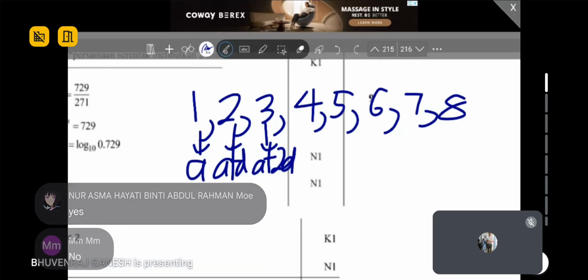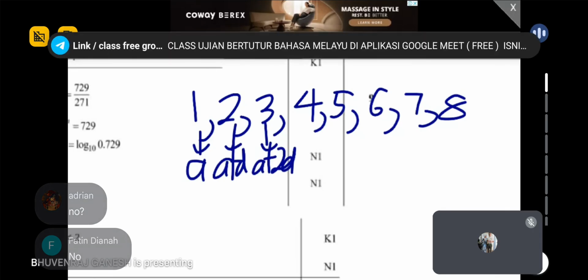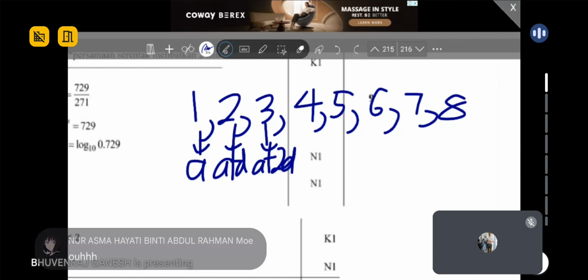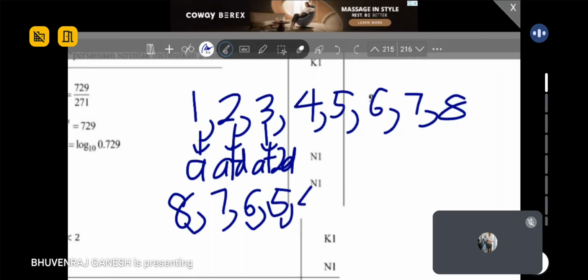Betul ke? No need. Guys, siapa cakap kamu janjang aritmetik kena urutan menaik saja? Your common difference value can be negative also. Okay, nilai beza sepunya boleh negatif, asalkan tak kosong saja. Okay, as long as it is not zero. Jangan salah faham. Janjang tu maksudnya menaik saja? Bukan. Dia boleh menurun juga. So kalau menurun, guys: 8, 7, 6, 5, 4, 3, 2, 1.